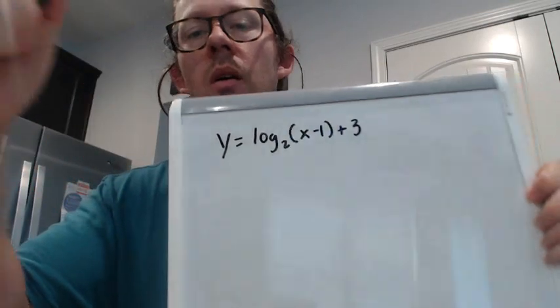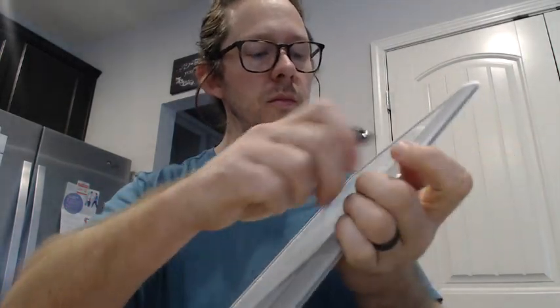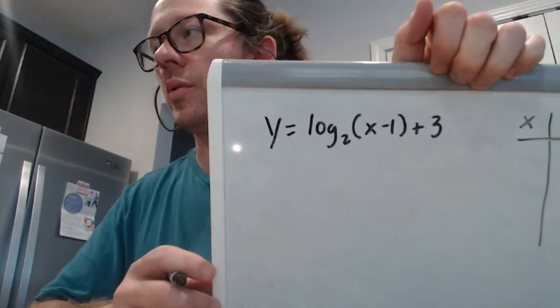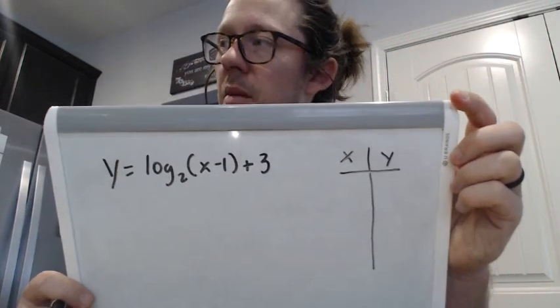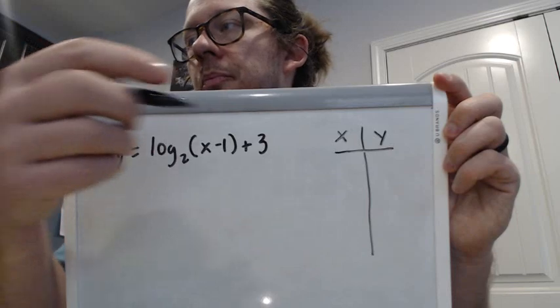Okay, so first way you could do this, you could simply make a little XY chart and plug some X values in and get some Y values out. But unless you have some really good foresight, that might be kind of hard to do. I'll give you an example.